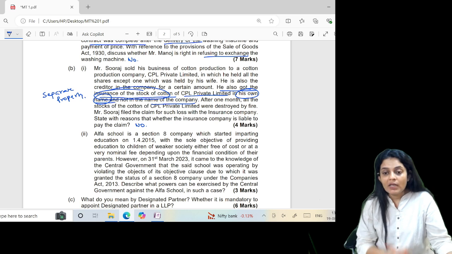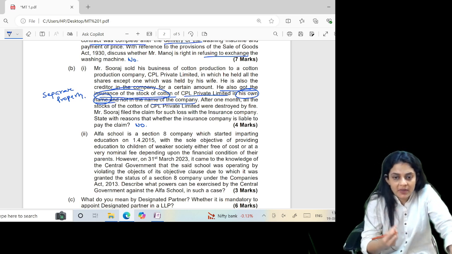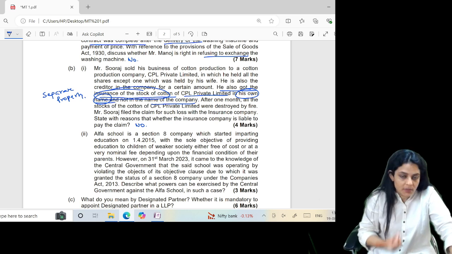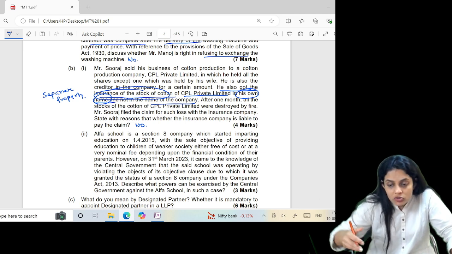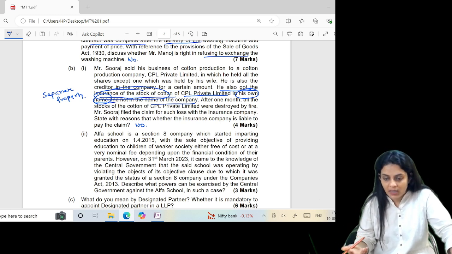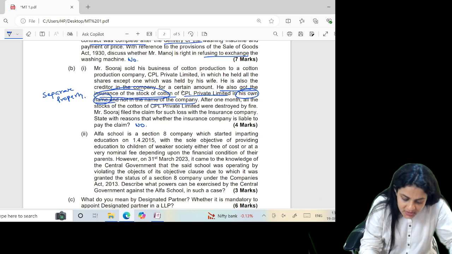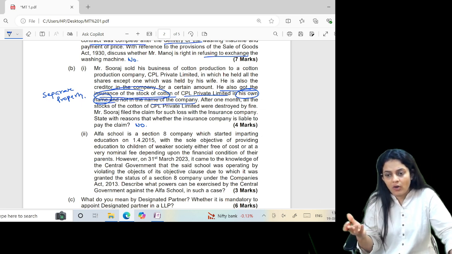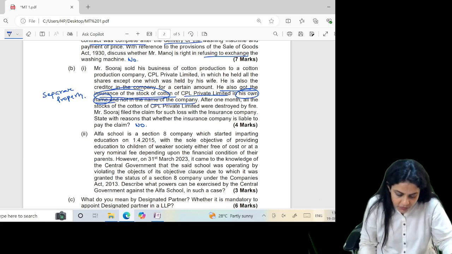No. The Insurance Act says that insurance must be taken only in the name of the person who owns the property. Here, the property belongs to the company. The rightful person to take the insurance is the company. Insurance was taken in the personal name of Suraj. Not correct. So they can refuse.